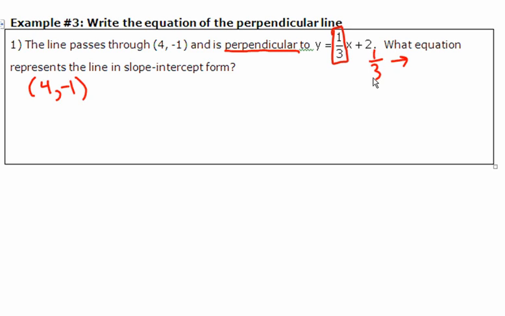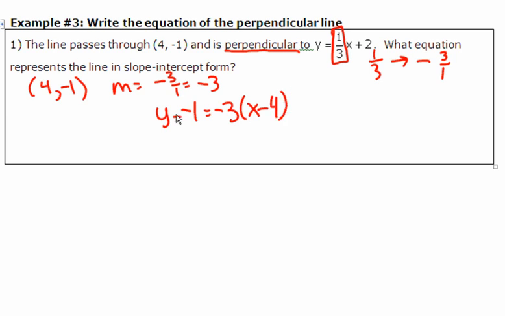So since this is a +1/3, the opposite would be a negative. The reciprocal would be 3/1. So my slope is -3/1, which just simplifies to -3. So now I have a slope and a point. I can write it in point-slope form. y minus -1 equals -3 times (x minus 4). Minus -1 makes a plus 1.